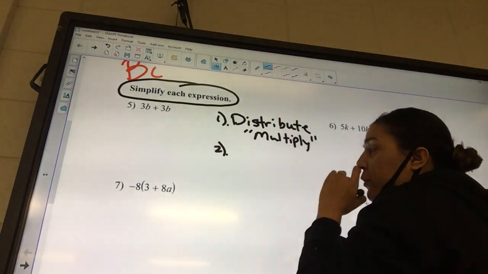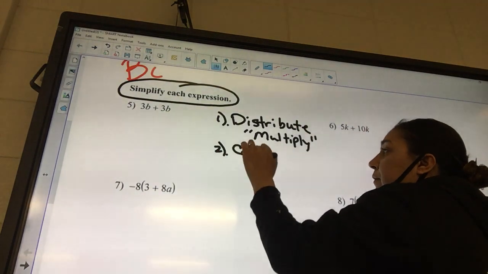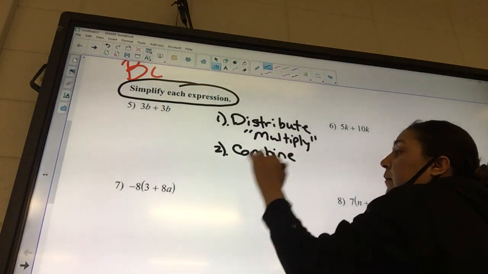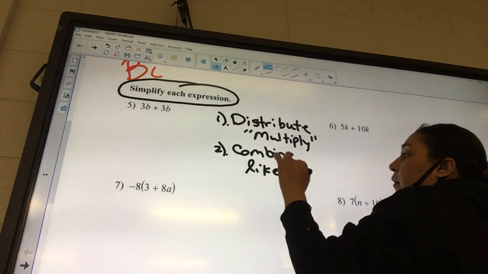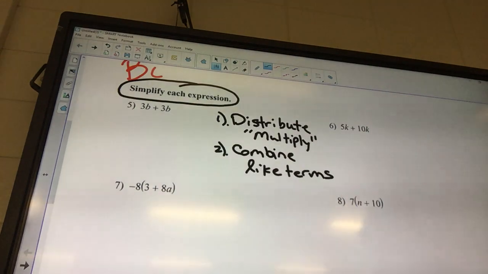And then step 2 is going to be to combine like terms.